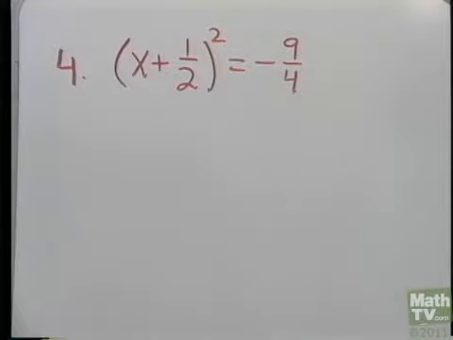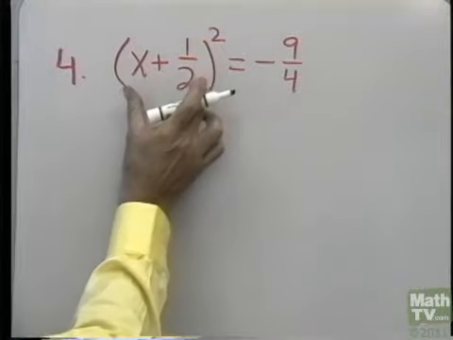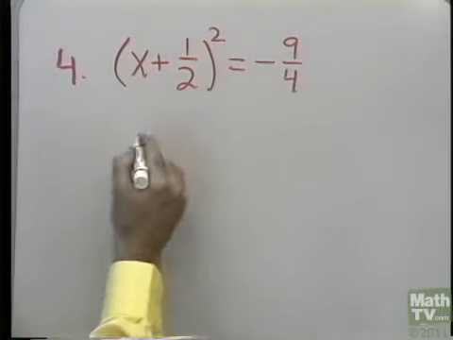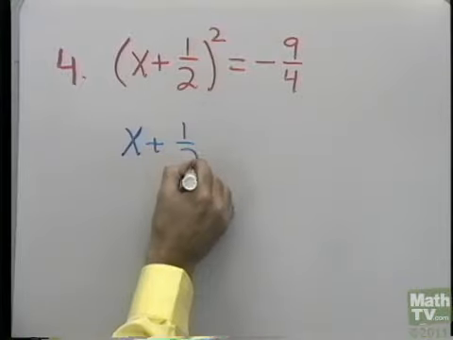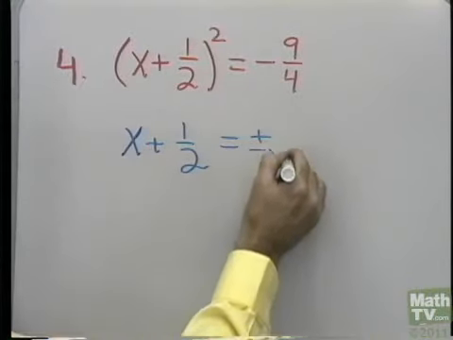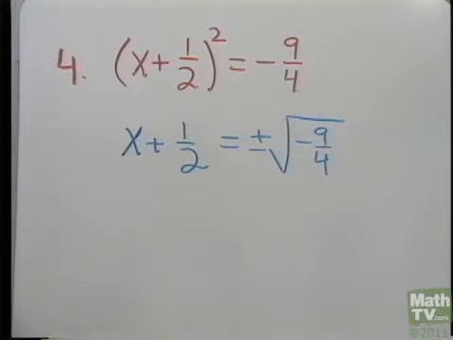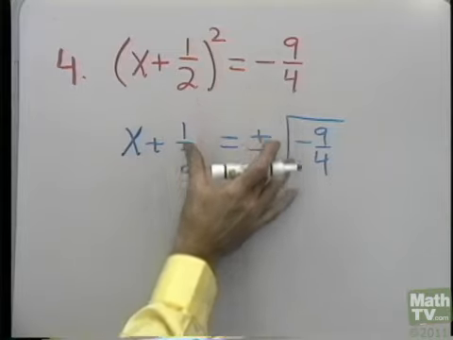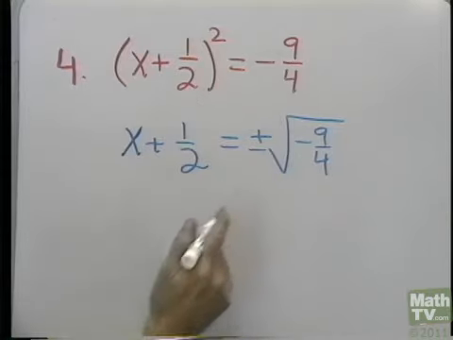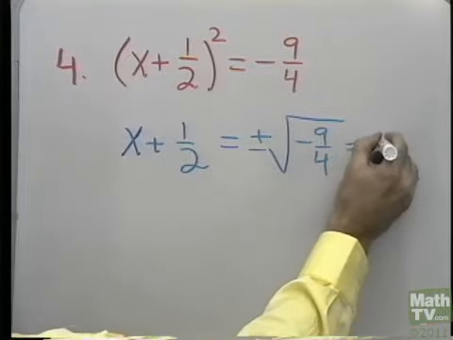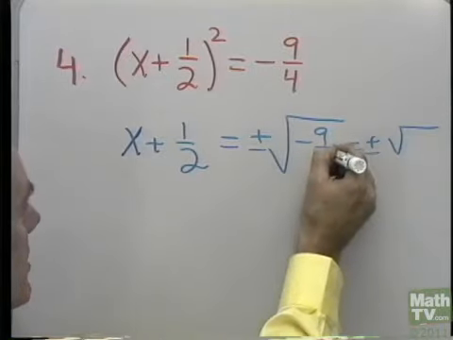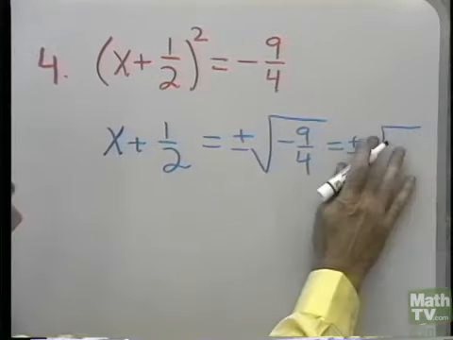Well, here we have one where I have that special form that I had at the beginning of the chapter where I had the square of a binomial equal to a number. So I'm going to take that method that says that if the square of x plus 1/2 is equal to this number, then x plus 1/2 itself is plus or minus the square root of that negative 9/4. So I'm going to use this little special method on this special looking equation right here to get down to this point real quickly.